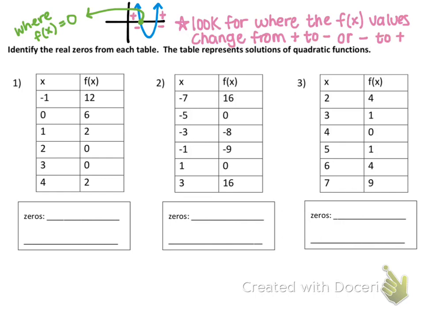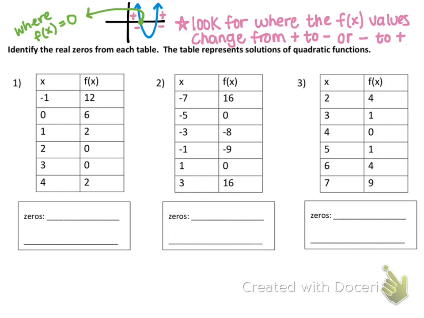What that means is that the graph must have crossed the x-axis if it went from above the x-axis, so somewhere up here, to below the x-axis somewhere down here. So if our f of x values change from positive to negative or negative to positive, then we must have crossed through the x-axis at some point.